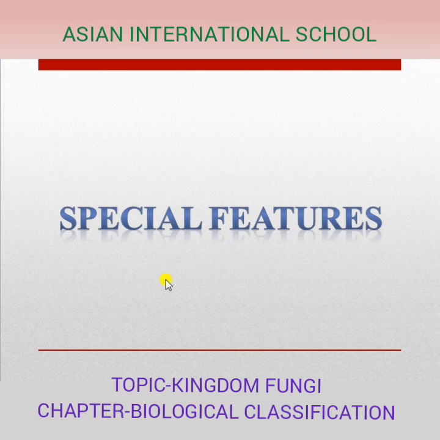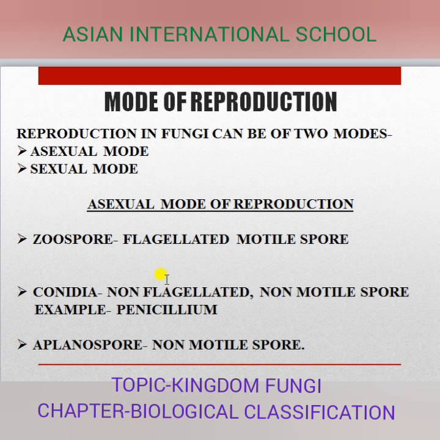First, the special features we will be discussing. In the special features, first of all, the feature that comes is the mode of reproduction. In the mode of reproduction, you can see that reproduction in fungi can commonly be of two types. One is the asexual mode of reproduction, another is the sexual mode of reproduction. So in the asexual mode of reproduction, let's see what different structures can be present.